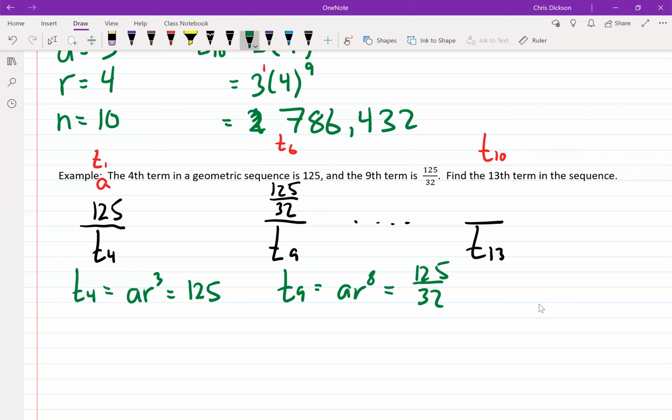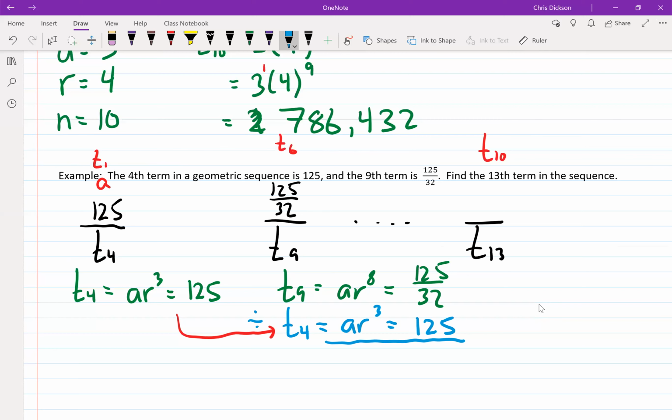So I'm going to use these two equations together because I got two unknowns, so I need two equations. And what I'm going to do is take the first equation and write it underneath this one. So I'll just change it to blue here, so blue's cool. T4 equals AR to the 3 equaling 125. And now what I'm going to do is divide these two equations from each other. So I'm going to put a division sign here. Now, if I divide A by A, I get 1.